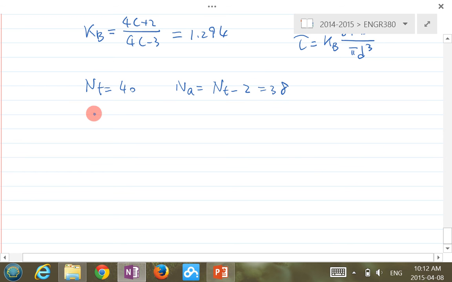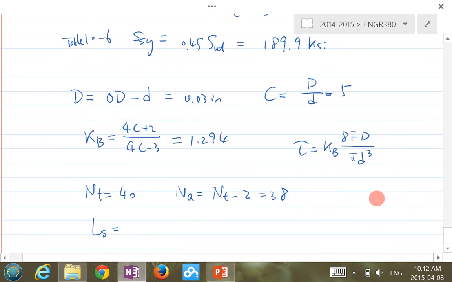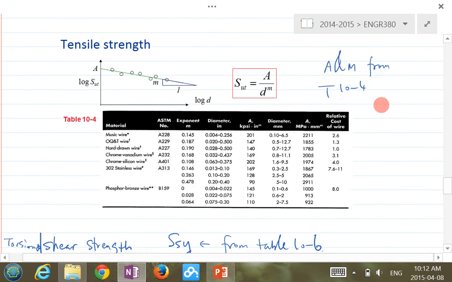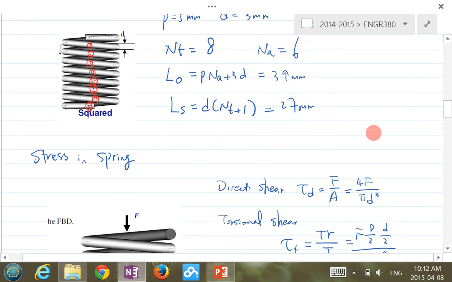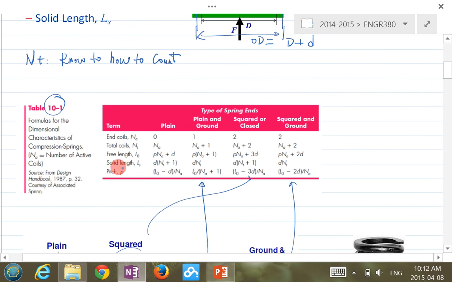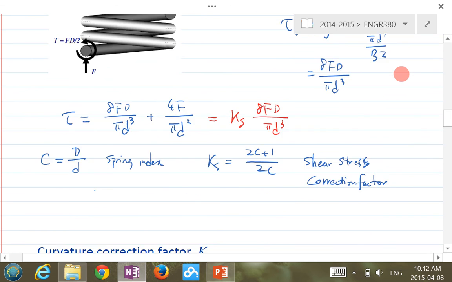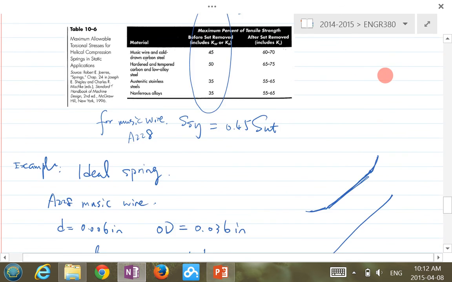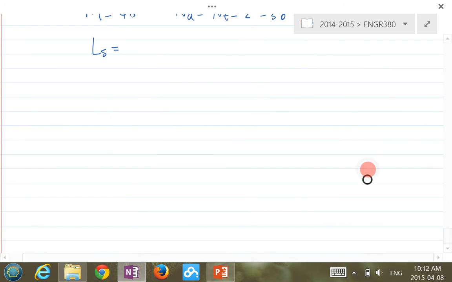Then from table 10-1, you can figure out the total solid length, LS. You see the solid length LS for square and grounded is d times NT, right? So the solid length is LS equals d NT.